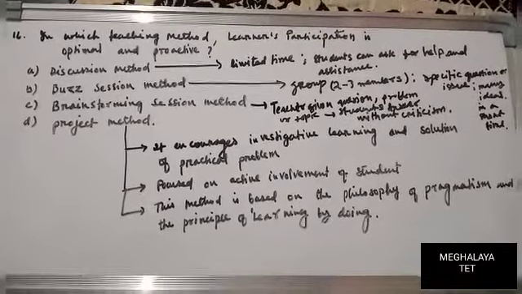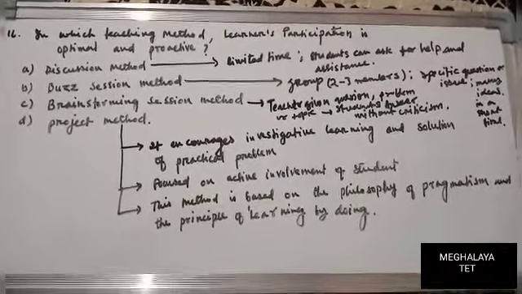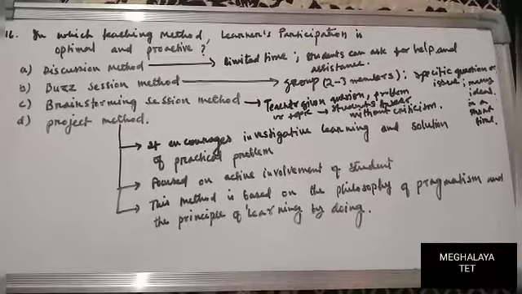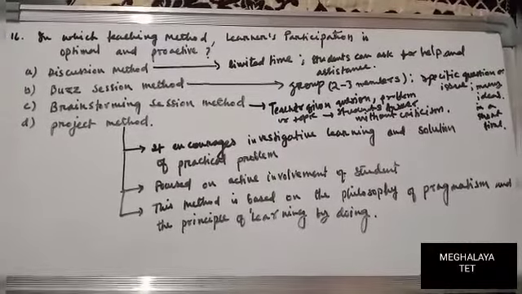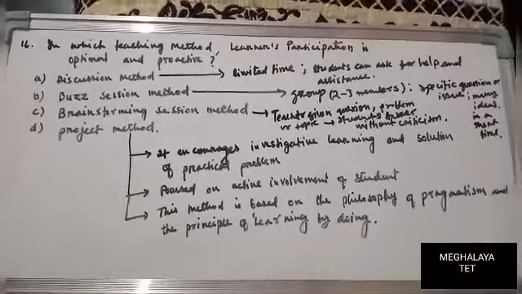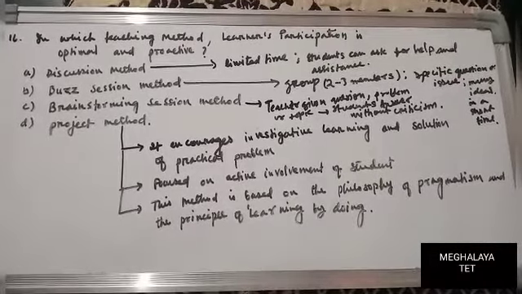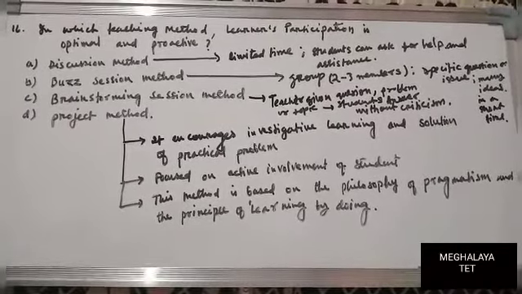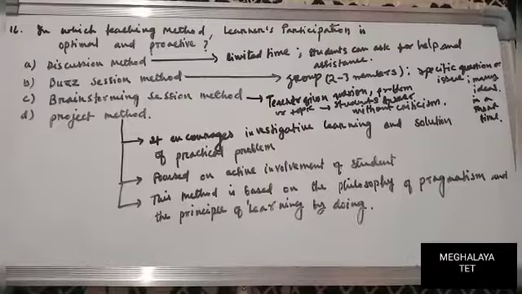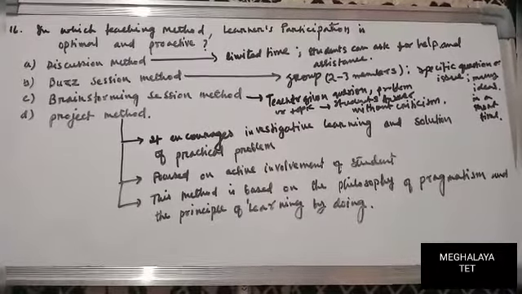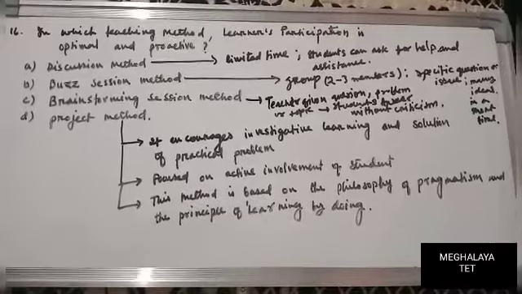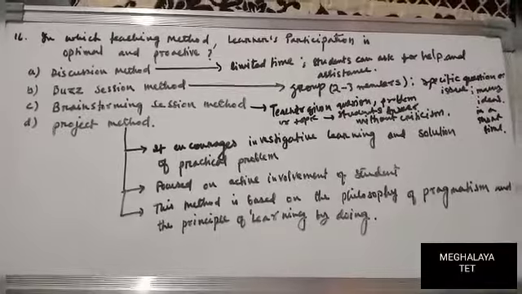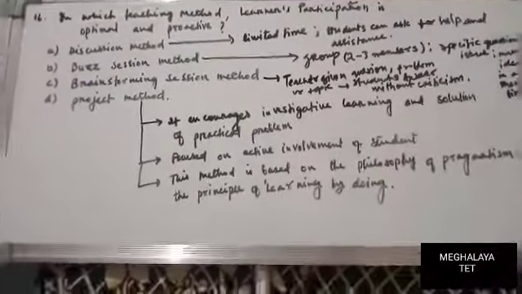And what about the project method? The project method encourages investigative learning and solutions of practical problems. So what happens in the project method? Solutions of practical problems, and it is focused on active involvement of students. This method is based on the philosophy of pragmatism and the principle of learning by doing. So what happens in the project method?